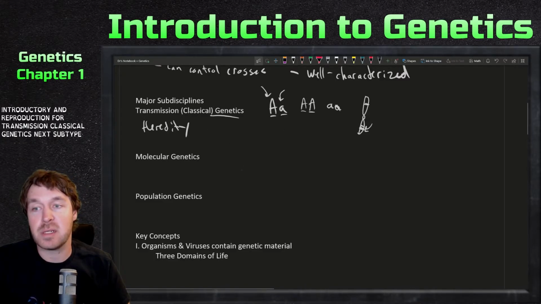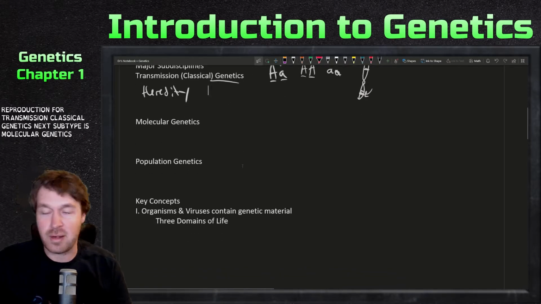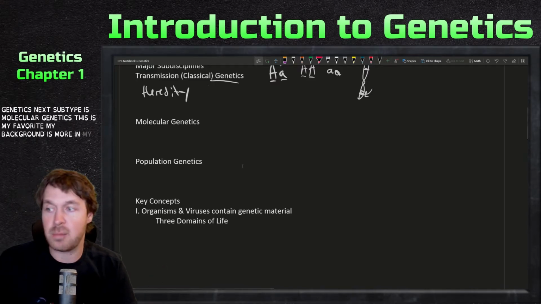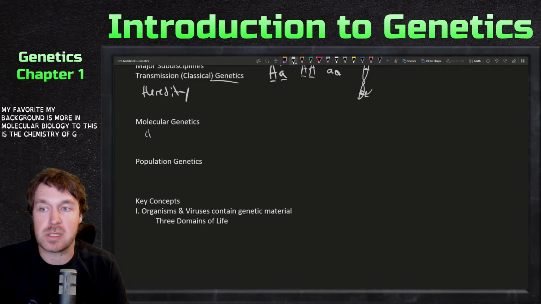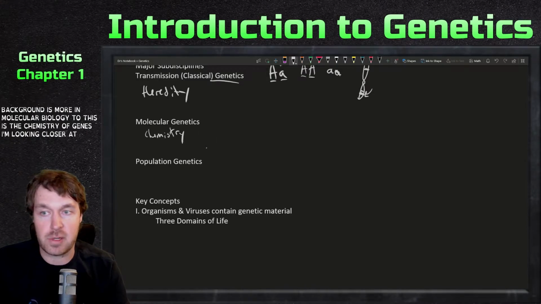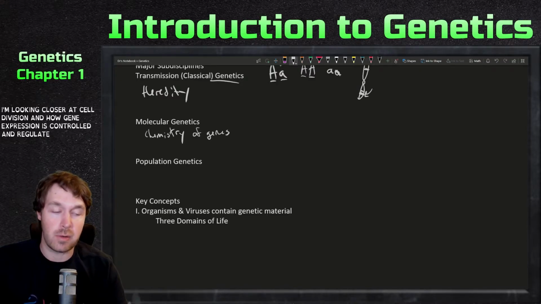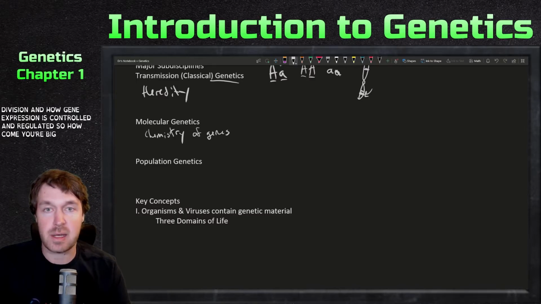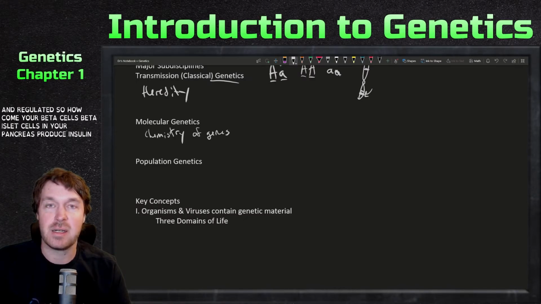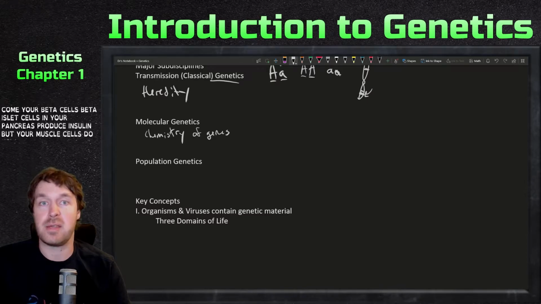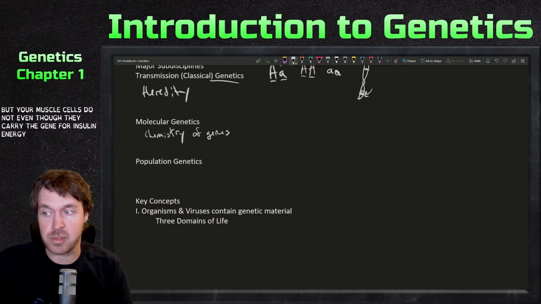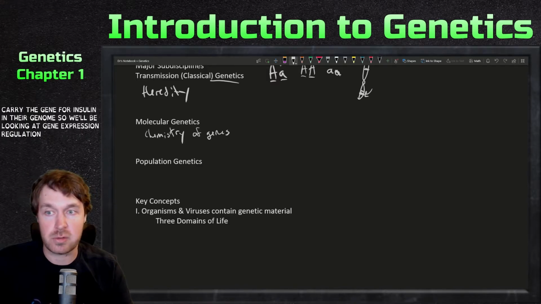Next subtype is molecular genetics. This is my favorite area just because my background is more in molecular biology. This is the chemistry of genes, looking closer at cell division and how gene expression is controlled and regulated. How come your beta islet cells in your pancreas produce insulin, but your muscle cells do not, even though they carry the gene for insulin in their genome? So we'll be looking at gene expression, regulation, and control. The focus of molecular genetics is gene structure, function, and organization.